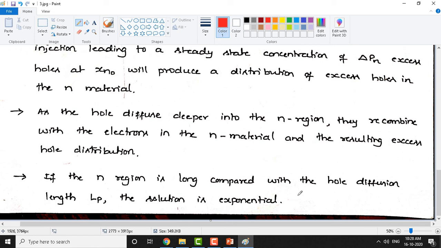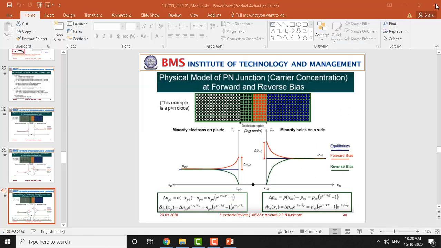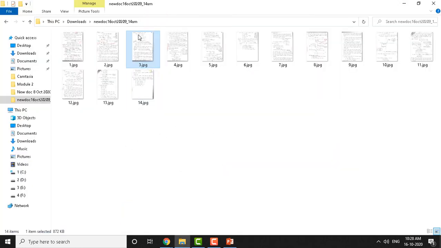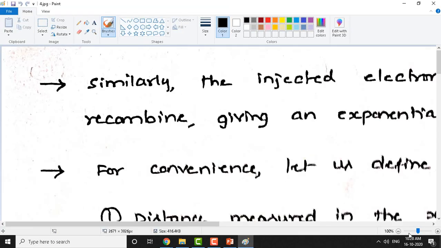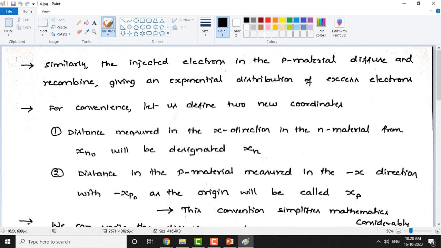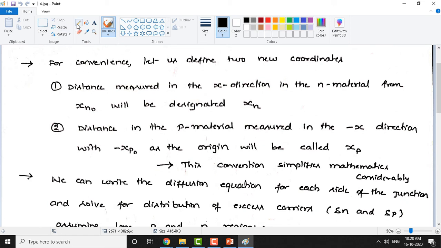The solution is going to be an exponential. We'll see what exponential solutions we have here. Let me recollect this. This is the fourth page here. The injected electrons in the p material diffuse and recombine, giving an exponential distribution of excess electrons here. And here these two things you need to conclude. Let us see what those things are.